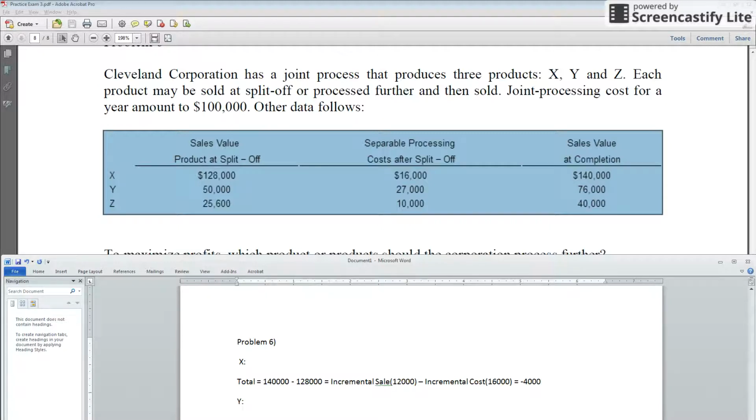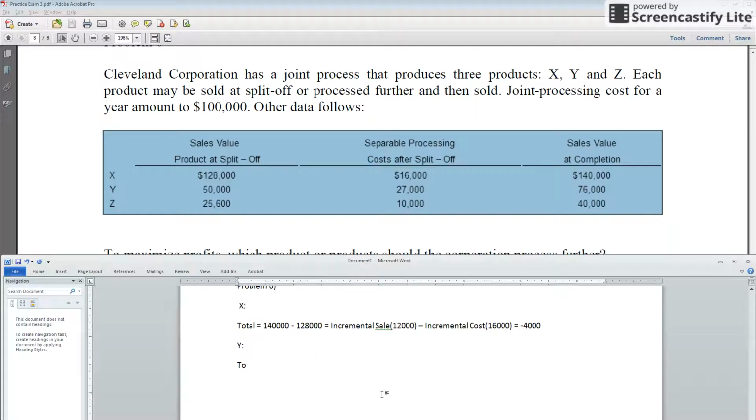So for Y, again, we have to calculate the same thing. I will sell it at 76,000 minus 50,000. So it will be 26,000 incremental sale. Incremental sale minus what's the incremental cost? It's 27,000. So again, I'm losing $1,000. It's not good to process it further.